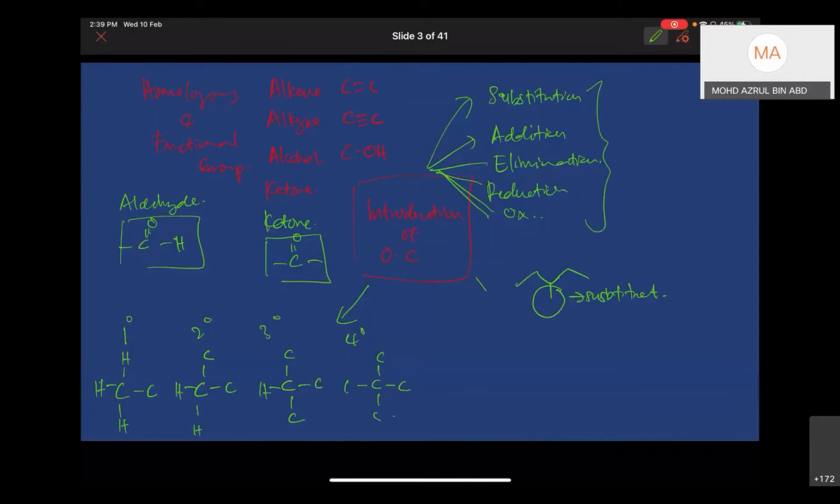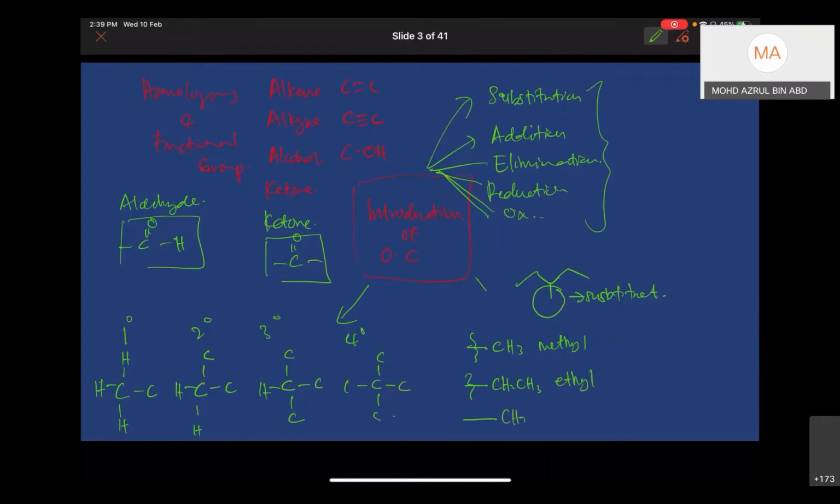This one, let's say it is attached with one carbon. Okay, this one attached with one carbon, we call it a methyl. How about when it is attached with two carbons here? What do we call it? The substituent. What do we call the substituent? Methyl, if one carbon. If two carbons, we call it ethyl.